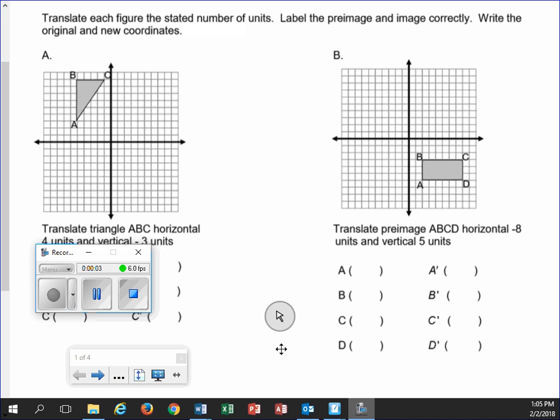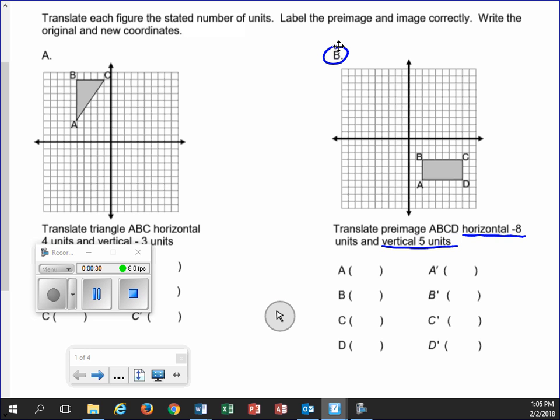Good afternoon. All right, today we're going to talk about the concepts of transformations. The two major concepts we'll be dealing with today are translations and reflections. So today we're going to start off and work on image B. We're going to translate this image -8 units horizontally and 5 units vertically.